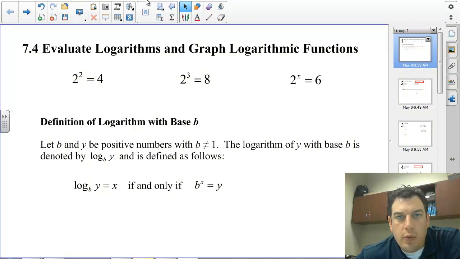Hi everybody, Mr. Gerhard here, and we're going to talk a little bit about logarithms, which is section 7.4 in our book. Logarithms were invented to help us solve exponential equations.